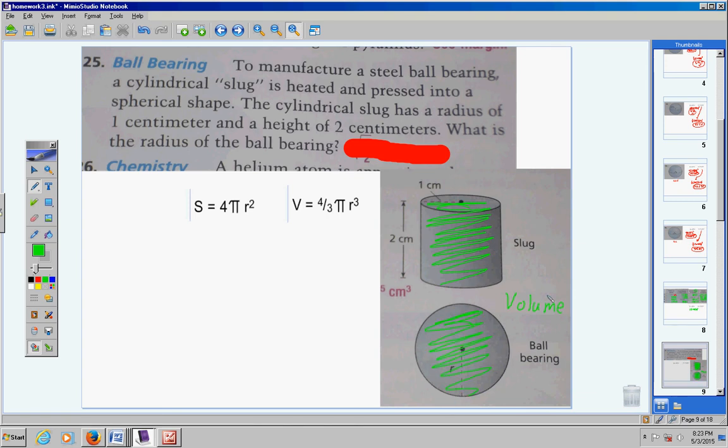Right? I just said, when you press this thing down, you don't lose any metal. The same amount of metal in this cylinder is the same amount of metal in this ball bearing down here, okay? So, the volumes are the same. So if I can find the volume of this, it'll be the same as the volume of this.